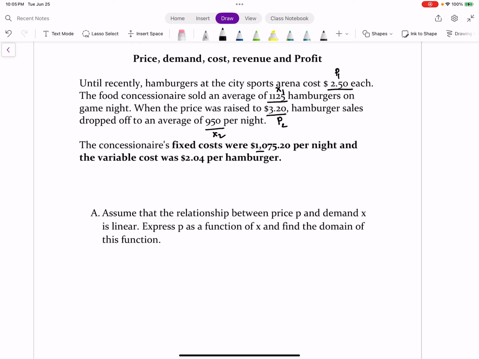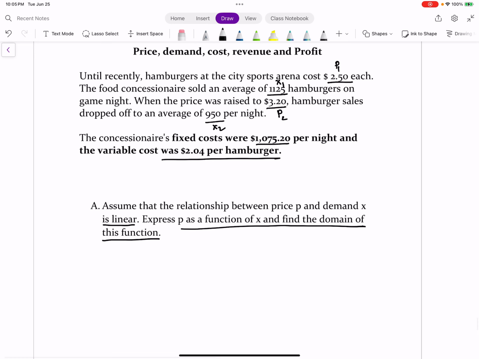Now, the second statement is about cost. The fixed cost is given and the variable cost. So we'll answer this one also. The first question is: assume that the relation between the price P and the demand X is linear. This is important. Express P as a function of X and find the domain of this function. Now remember, let us put this in x1, y1, x2, y2 form.